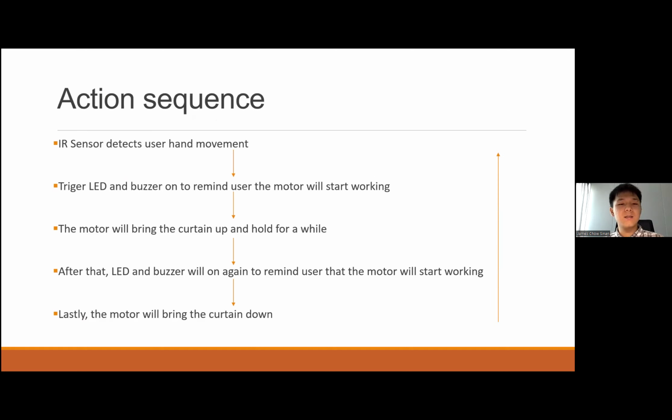So when IR sensor detects user hand movement, it triggers LED and buzzer to turn on to remind user that the motor will start working. The motor will bring the curtain up and hold for a while. After that, LED and buzzer will turn on again to remind user that the motor will start working. Lastly, the motor will bring the curtain down.